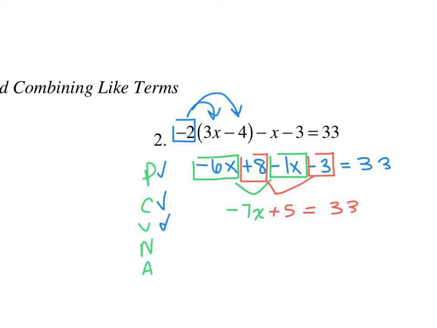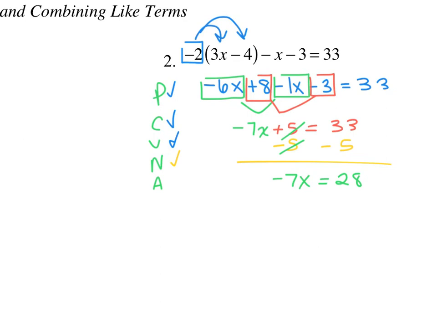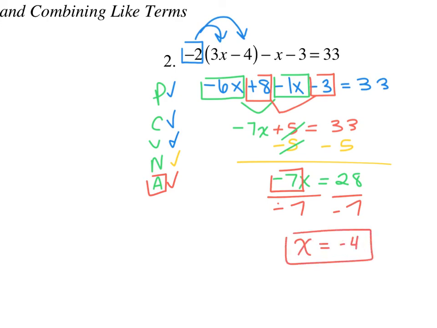I have to ask myself, how do I get rid of my positive 5? You got it. I'm going to subtract 5 from both sides because that's the number I want to get rid of. So I get negative 7x equals 28. Now the only way to get rid of that negative 7 is to divide. So I'm going to divide both sides by a negative 7, and I get x equals negative 4. And that's your final answer.